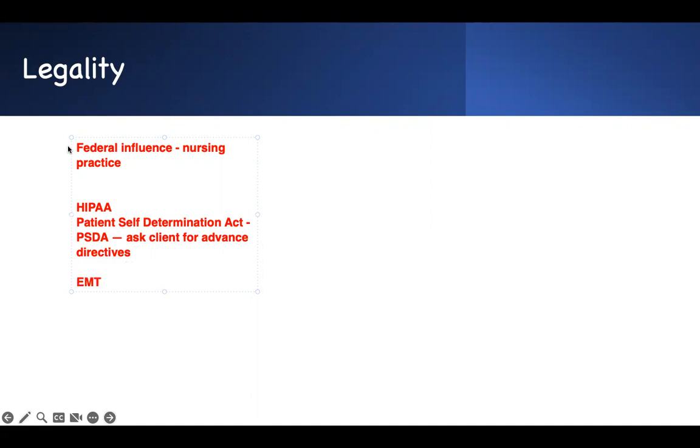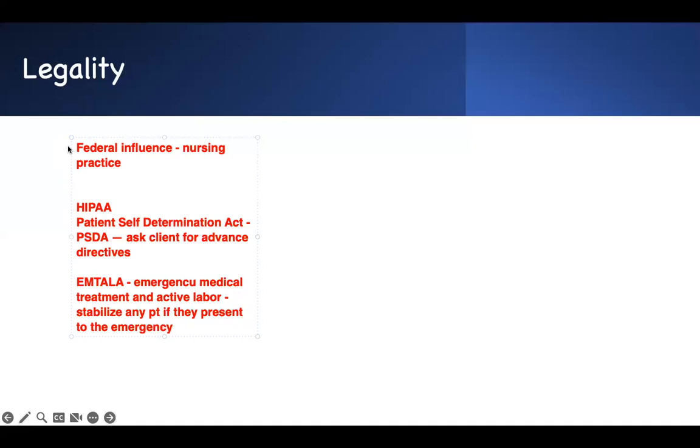Then we also saw EMTALA in a question. Basically, it's emergency medical treatment and active labor. That means you're going to stabilize any patient, whether they have insurance or not, if they present to the emergency room. Whether they have private or Medicaid insurance, it does not matter. You've got to fix them first before you start talking about money. So those are federal laws you're supposed to know.